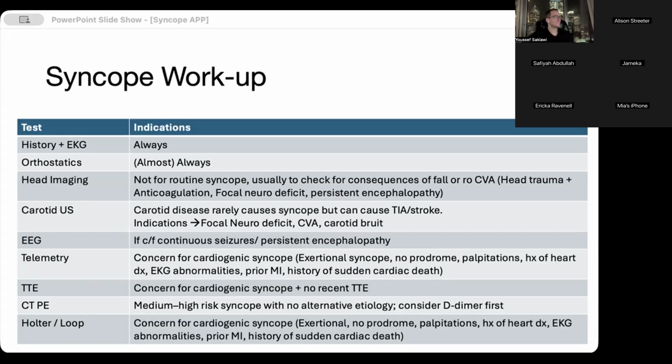Now that's really helpful. The only other question I have to ask is, how recent would the echo need to be? Does it need to be within a year, or can it go a little bit longer, maybe up to 3 years? Let's say they had an echo that didn't show any valvular abnormalities, but maybe showed some diastolic dysfunction, but nothing significant, within the last 3 years. Would that be sufficient to justify that this may not have been a cardiogenic syncope?